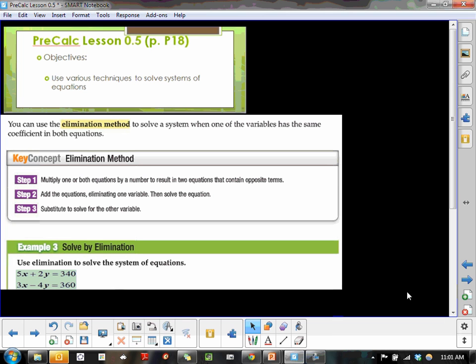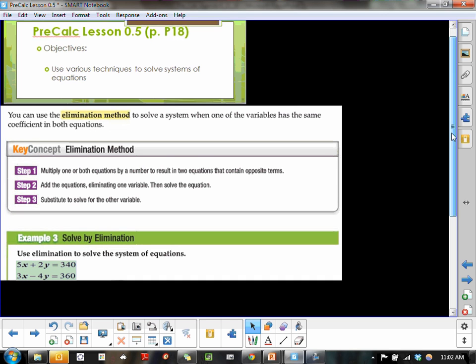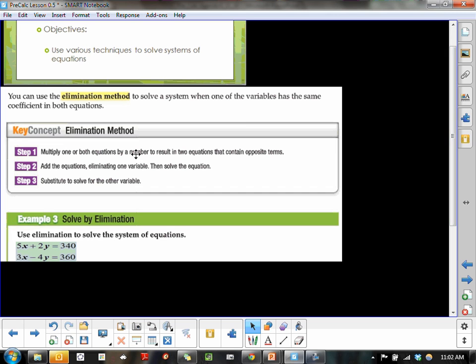Third technique that we're going to review is the elimination method to solve a system of linear equations. As the term says, elimination method, we want to eliminate one of the variables x or y in our equation. And we can do this by multiplying one or both equations by a number that results in equations that contain opposite terms. I'll talk about that in a minute.